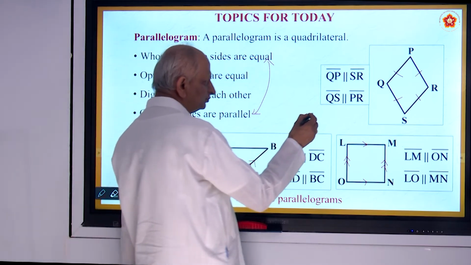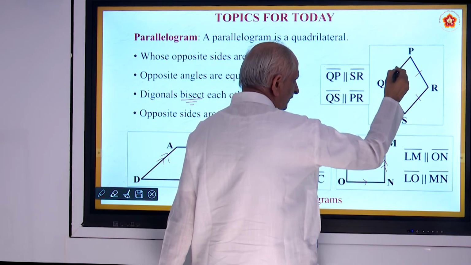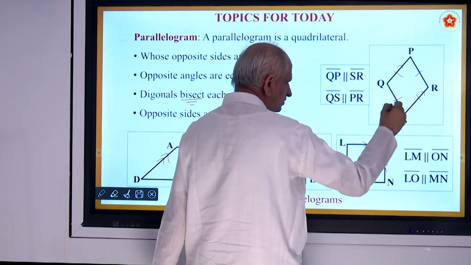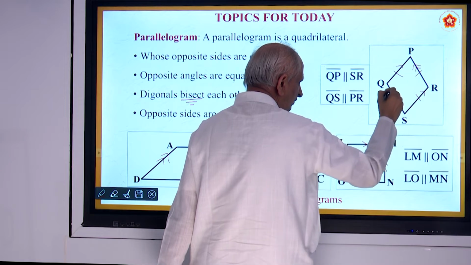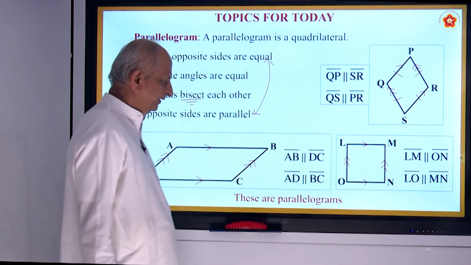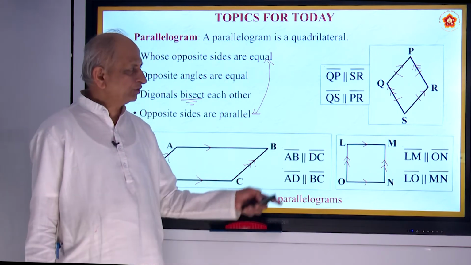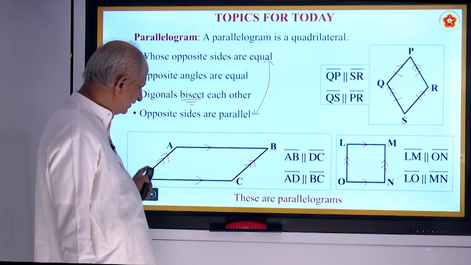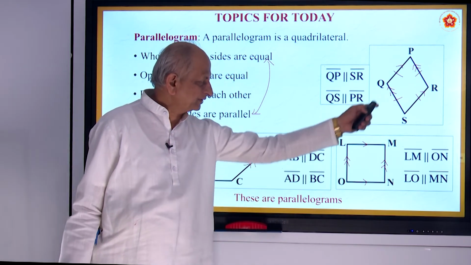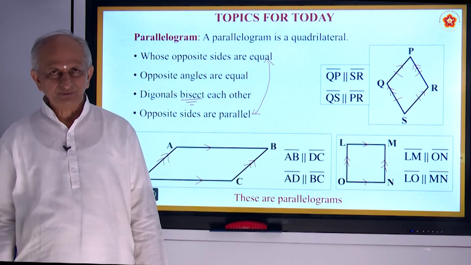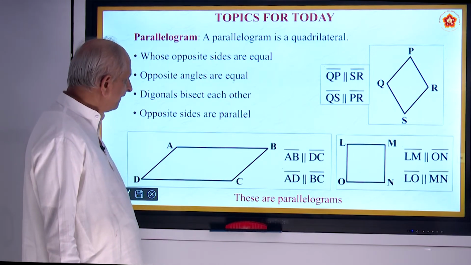In this case also, QP is parallel to SR, and another one is QS is parallel to PR, with a double arrow mark. So, these are all different kinds of parallelograms. Why have I shown others than this? Because don't have the impression that this is the only type. It may be any type, even a rectangle you can show. So, these are some of the properties of a parallelogram.